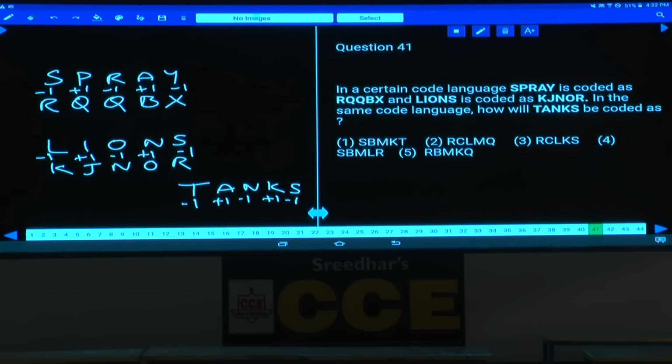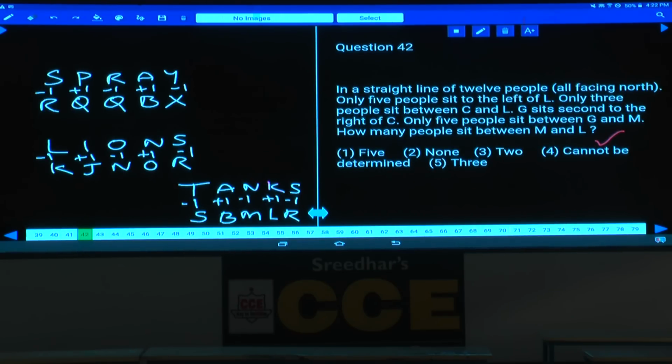Now T minus 1 is S, A plus 1 is B, N minus 1 is M, K plus 1 is L, S minus 1 is R. SBMLR, it is given in choice 4. Now this is about question number 41, choice 4 is the answer. Clear now? Then coming to question number 42.